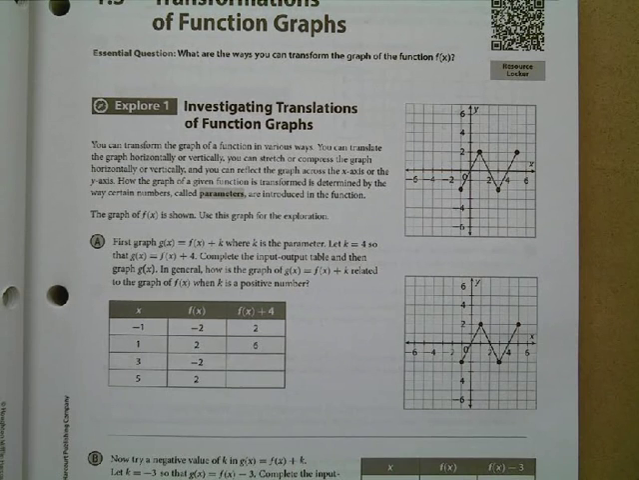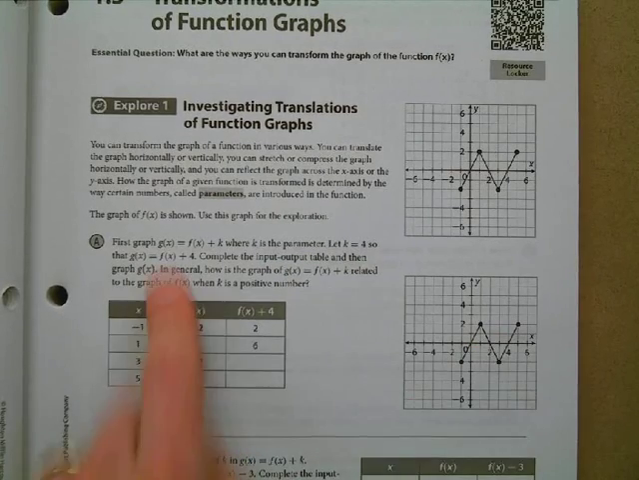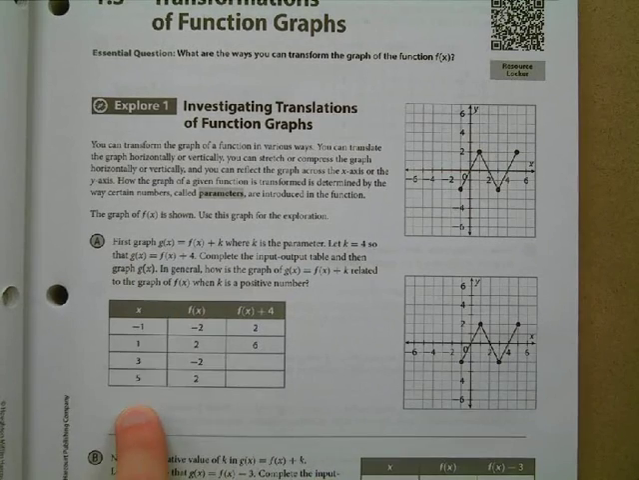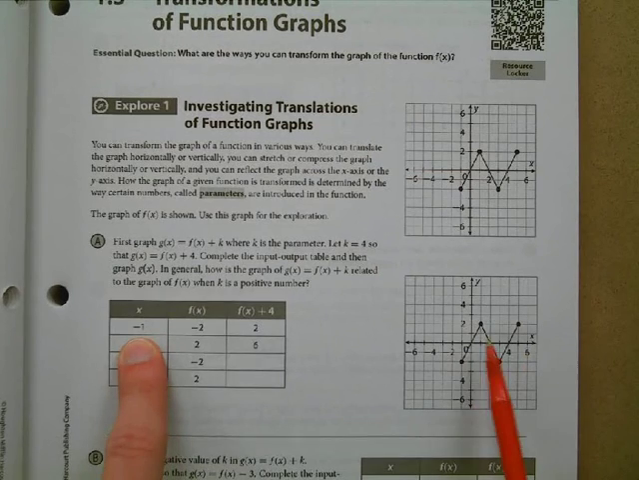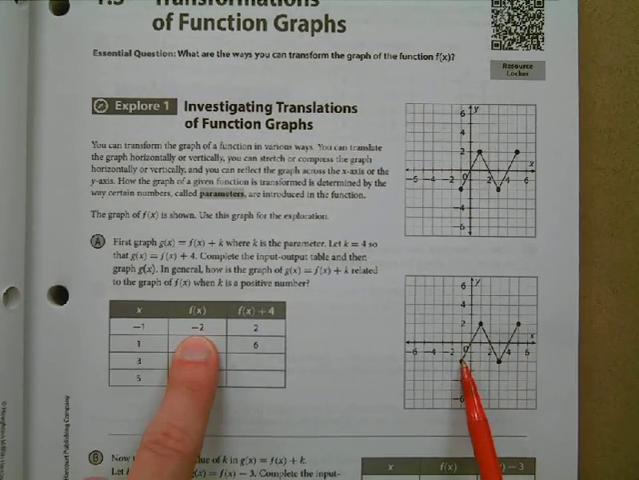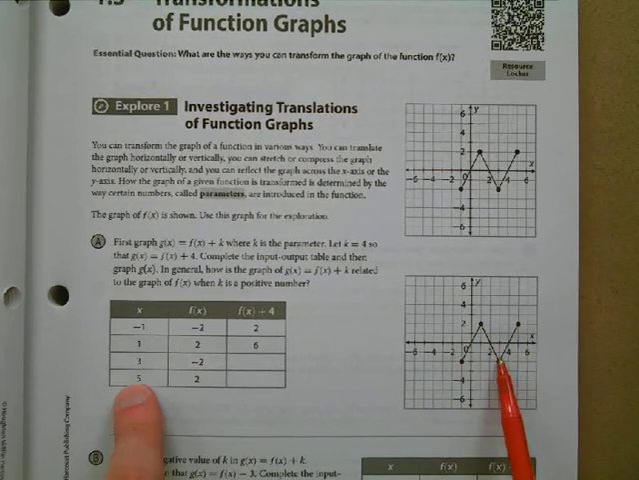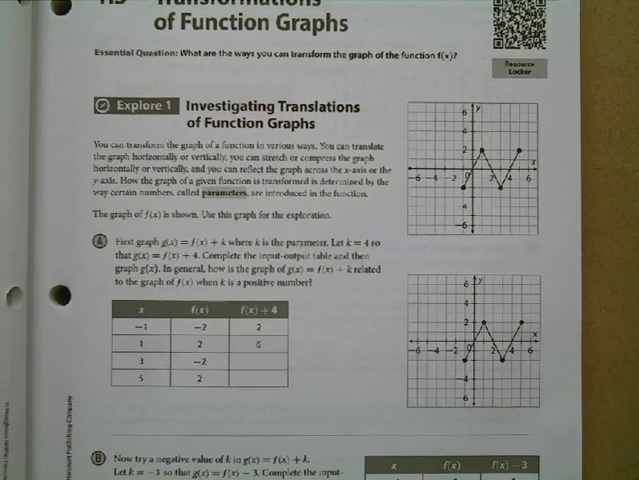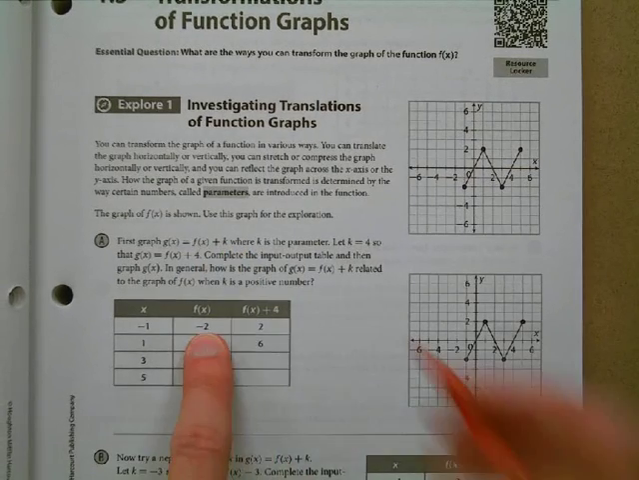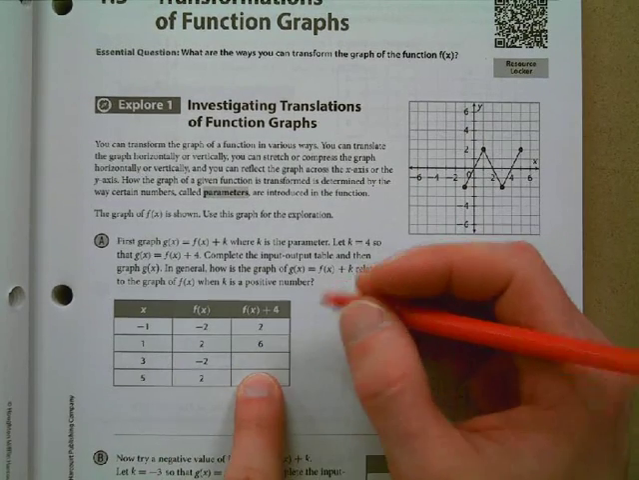You can see here we've got some inputs: -1 for an x value, 1, 3, and 5. When you plug those into the function, -1 gave us a function value of -2. 1 gives us +2. 3 gives us -2. And then 5 gives us +2. But we're going to take those function values and add 4 to them, because we took our function and we're adding 4. So -2 plus 4 gives us 2. 2 plus 4 gives us 6. Then -2 plus 4 is 2, and then 2 plus 4 gives us 6.